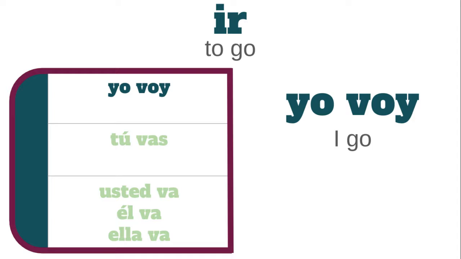Yo voy is I go. Yo voy. Unlike most verbs in the yo form, it ends with a Y instead of with an O. Yo voy.